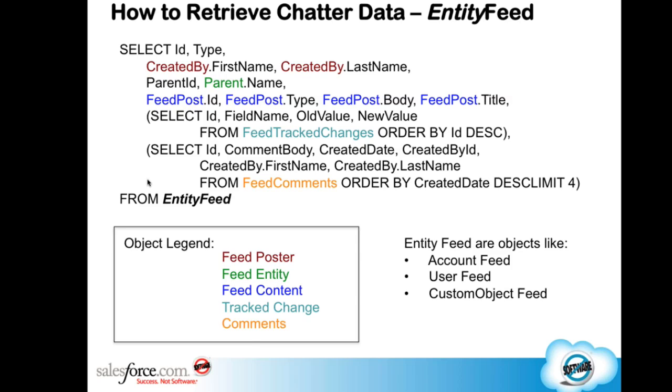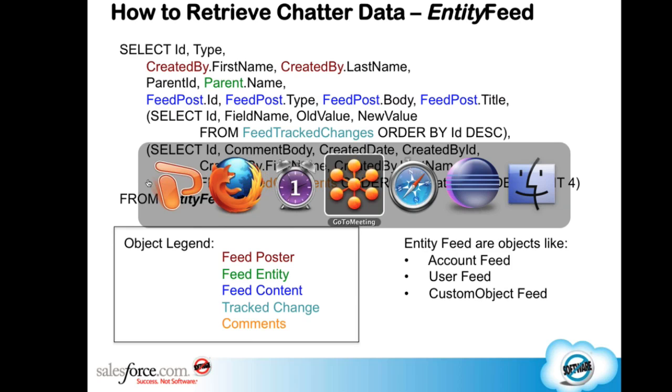So how do we actually access this data? Well, using some of the techniques that were introduced in Spring 10, we can create SOQL statements to get our data. So this shouldn't be a surprise to anyone. What is interesting, though, is that feed post by itself is not queryable. And so the way that we get the data for the feed post is through its relationship to the entity feed. And you can see that here in blue, where I'm getting my feedpost.id, .type, .body, and .title through that relationship. Let's go ahead and take a look at a little sample of this.